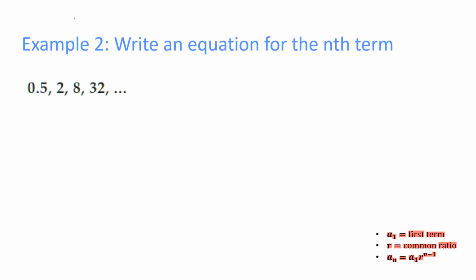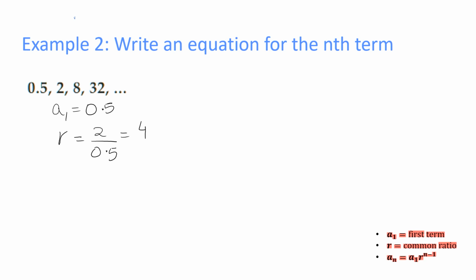Example 2. We need to write an equation for the nth term of the given sequence. So to begin with, we will identify a1, which is the first term. So the first term here is 0.5. Next, we will find r by dividing two consecutive terms. So if I divide 2 by 0.5, I will get 4.